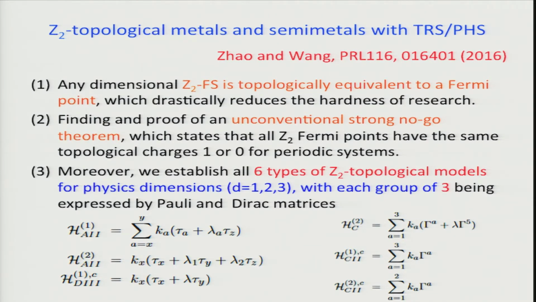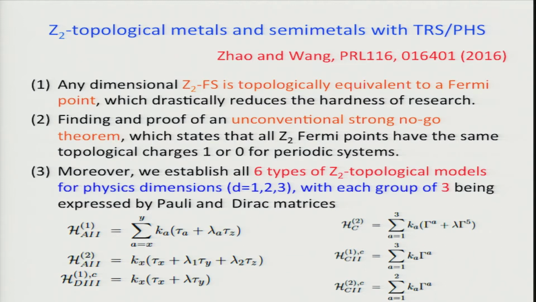The other, we prove an unconventional strong no-go theorem. As you have already known, for the Weyl point or something, there is the no-go theorem: the total summation of topological charge is 0. But here for Z2, we explain that it depends on the parity, even or odd. We use 0 or 1. Then we find if you have one Fermi point in this periodic system, all of them are 1. If you have 0, all of them are trivial. So you reduce the complexity to a very simple case. Also, we prove this.